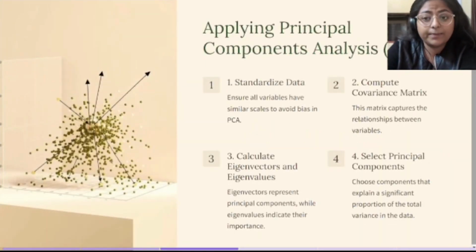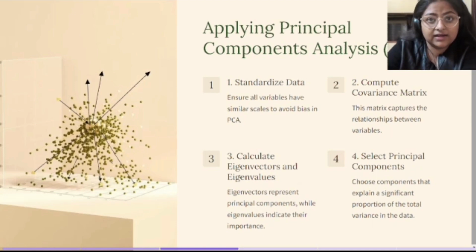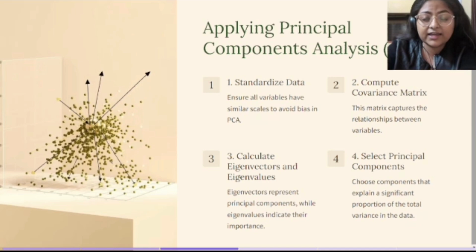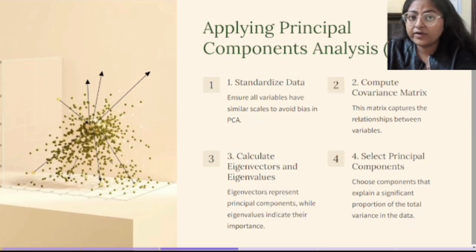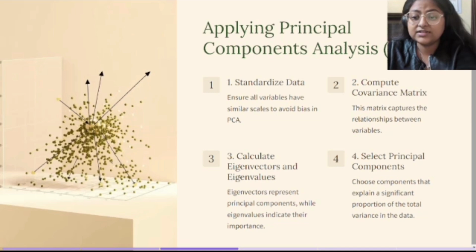Now, how to apply principal component analysis, that is PCA. First method is to standardize the data. Ensure all variables have similar scales to avoid bias in PCA. Second method is to compute the covariance matrix. This matrix captures the relationships between the variables.